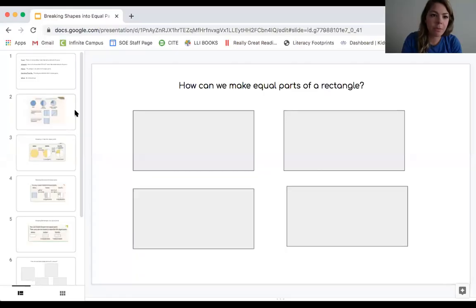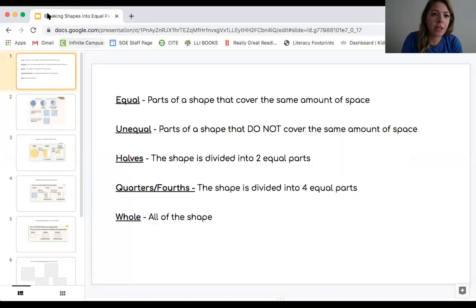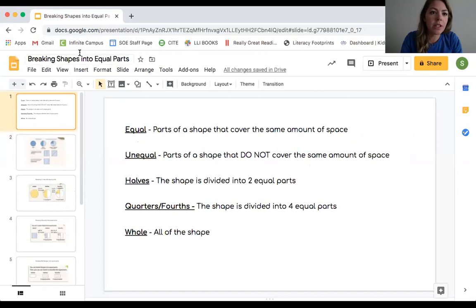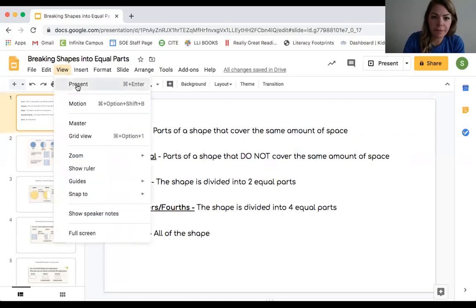And we're breaking things into parts. It's kind of like when you're going to learn about fractions, probably when you're in second grade. But this is your first introduction to fractions and breaking shapes into equal parts. So I'm going to share my screen with you, and we're going to go through some of these equal parts together.